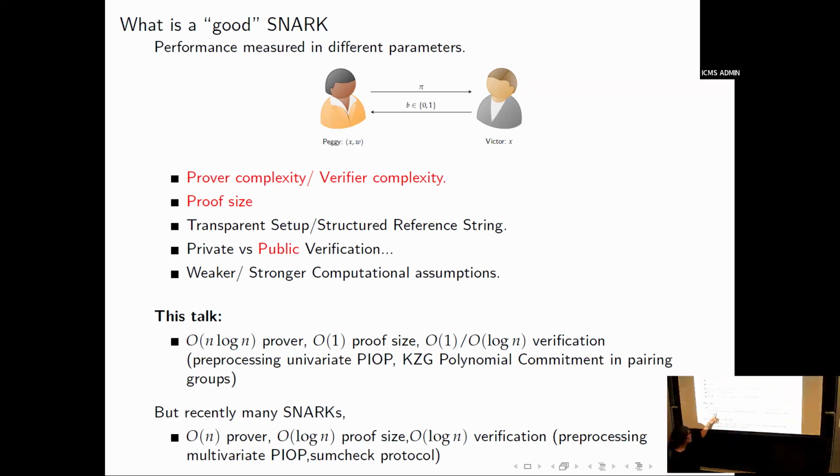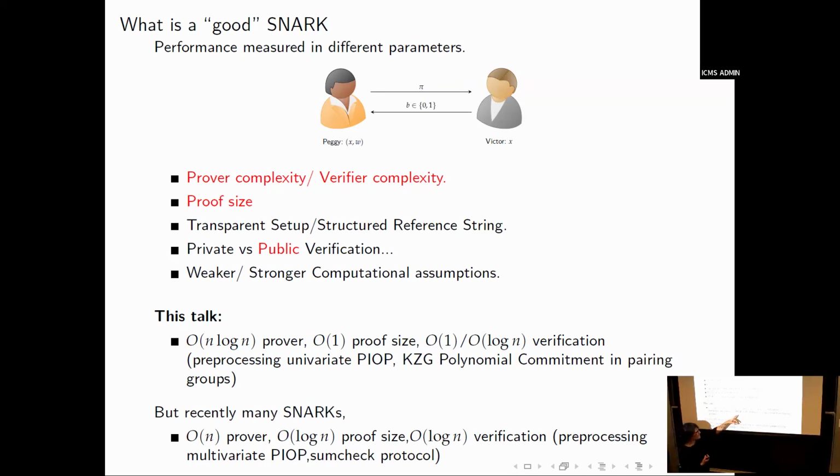Looking ahead, why do we say preprocessing univariate PIOP? Well, we need preprocessing because the verifier is trying to verify a statement, right? It has to read the statement, and it has to read the description of the circuit, so that's linear. So we can only hope to have constant size verification if someone is reading the circuit for the verifier, if somebody is processing it for him.